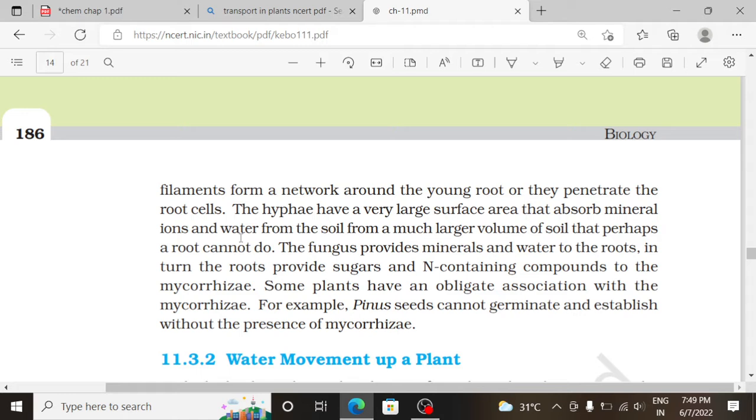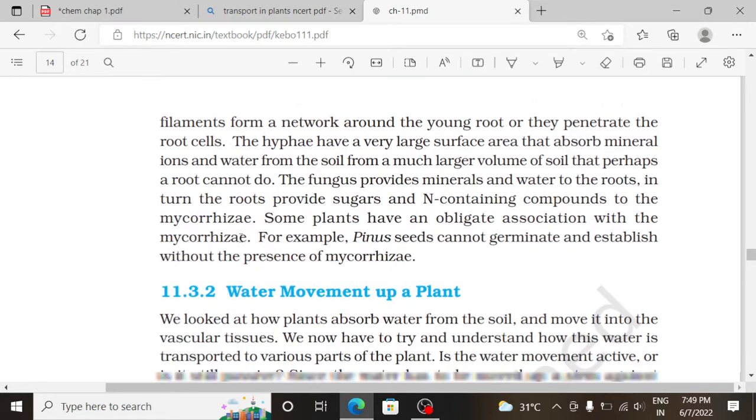The fungus provides minerals and water to roots. In turn, the roots provide sugars and N-containing compounds to the mycorrhizae. Some plants have an obligate association with mycorrhizae. For example, Pinus seeds cannot germinate and establish without the presence of mycorrhizae.